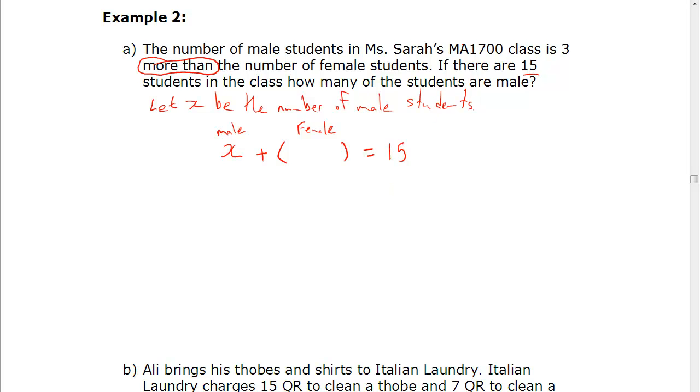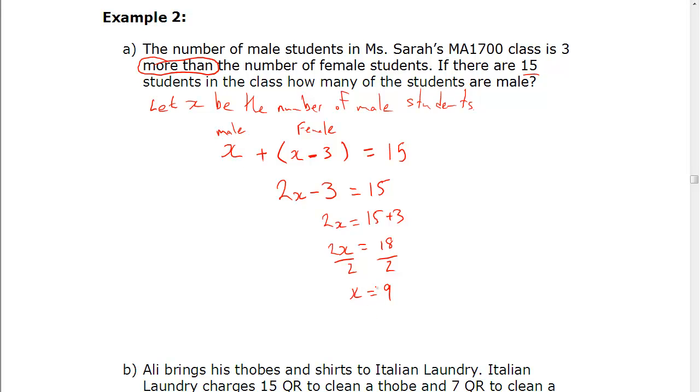So if the number of male students is 3 more than the number of female, then the number of female students is the number of male minus 3. Because there's 3 more male, which means 3 less female. So that gives us 2x minus 3 when we remove the bracket. Move the 3 over, 2x equals 15 plus 3. So 2x equals 18. Divide by 2, and we find out x equals 9.